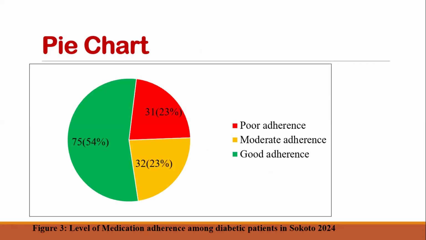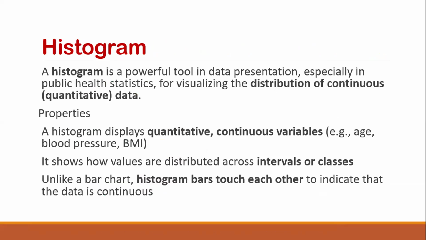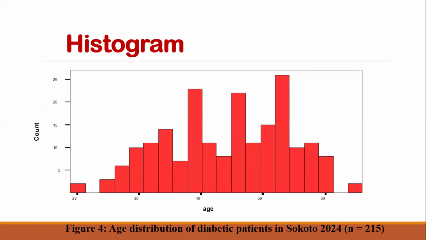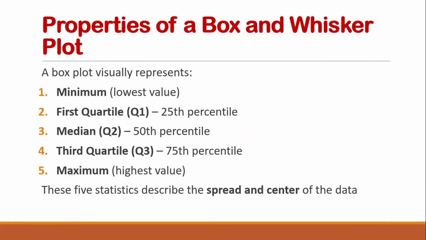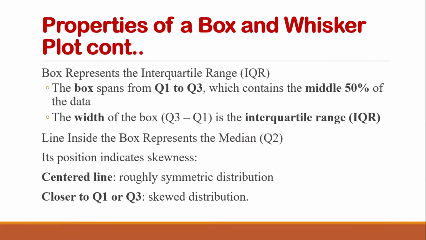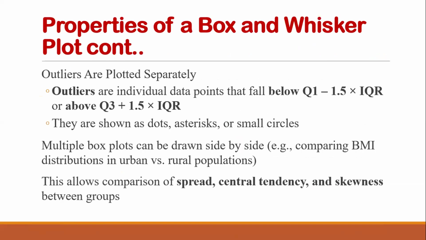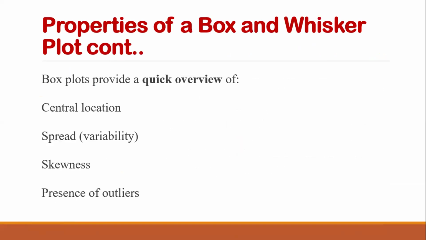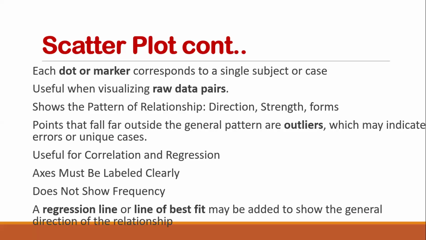This is the example of pie chart. This one has 3 categories: poor adherence, moderate adherence, good adherence. The Figure 3, level of medication adherence among diabetes patients in Sokoto. Then next one is histogram. So I think you go and read histogram, just go and read everything. Everything is self-explanatory. I'm very sure if you read them, you will understand all of them.